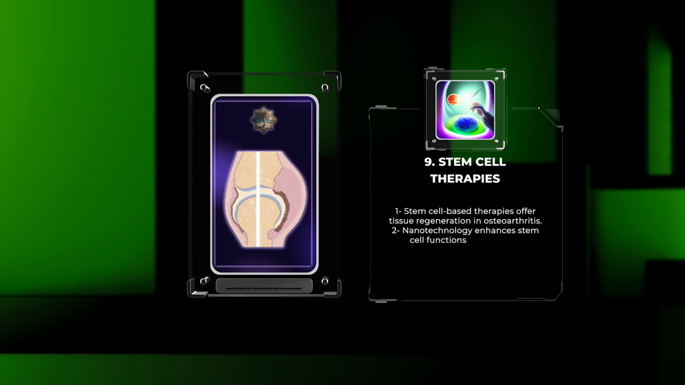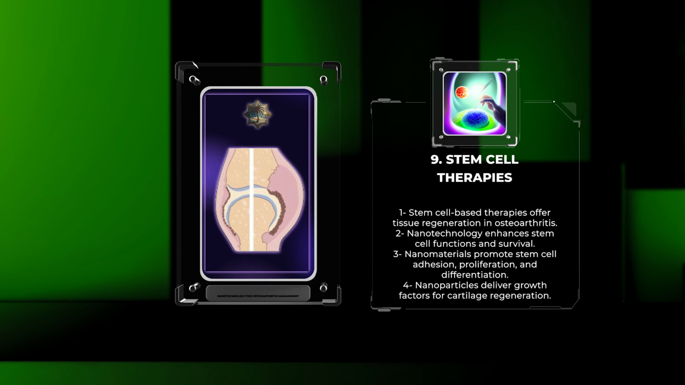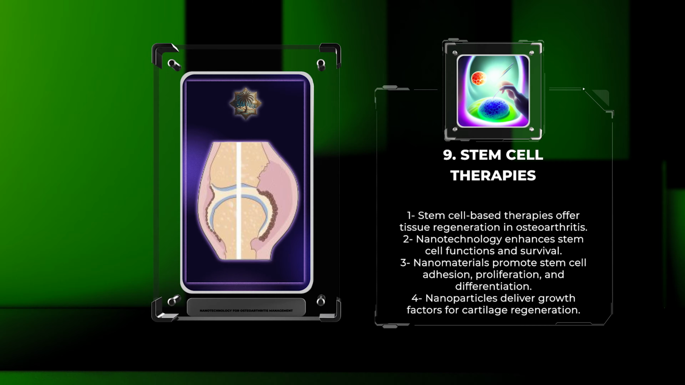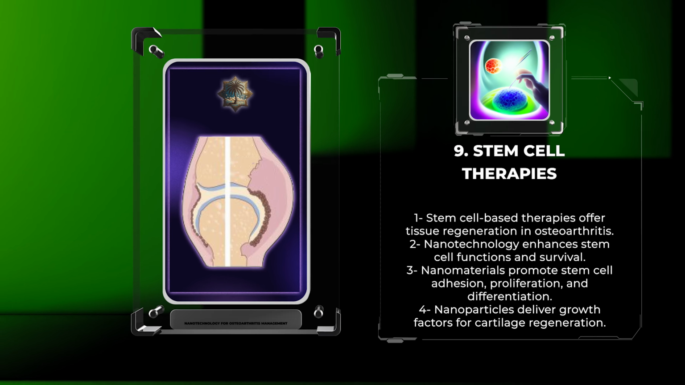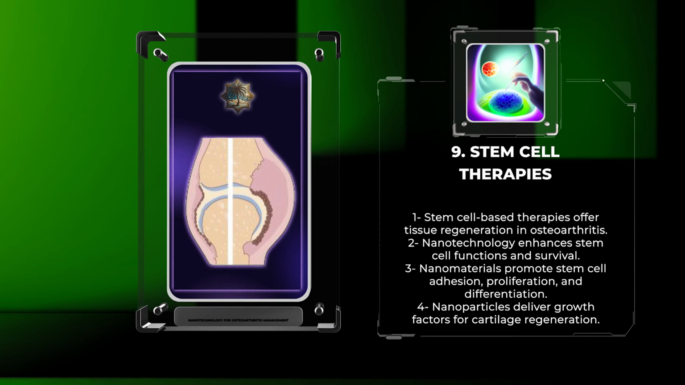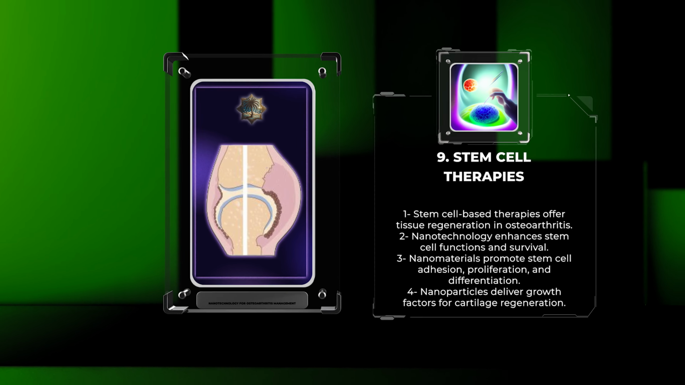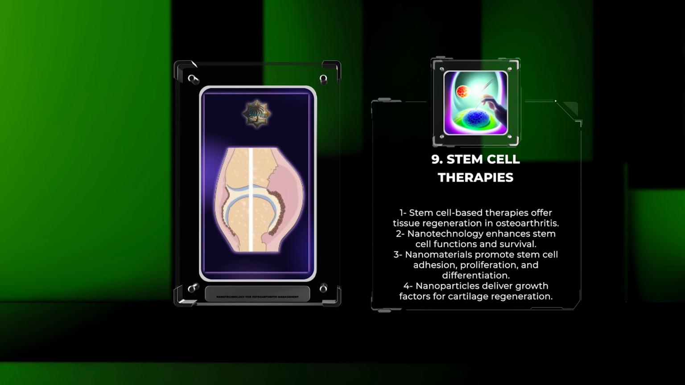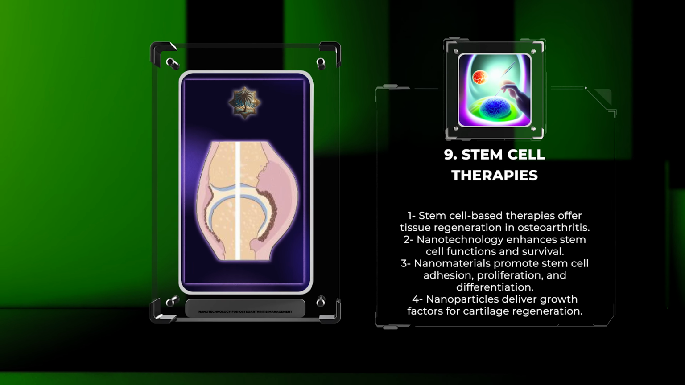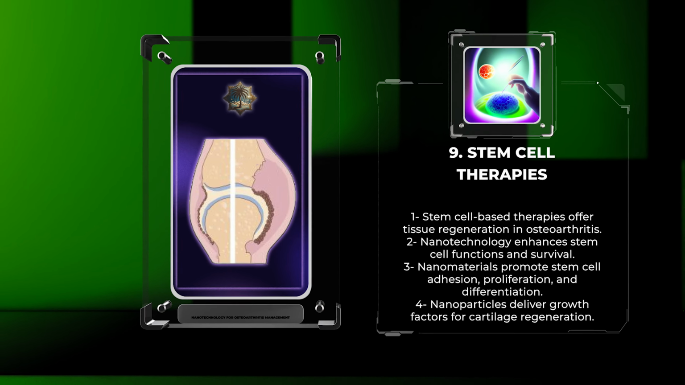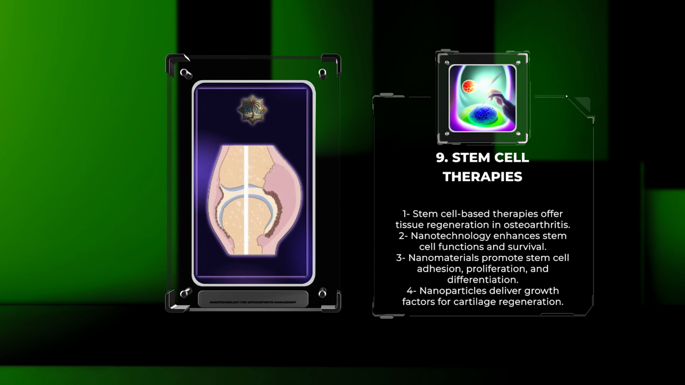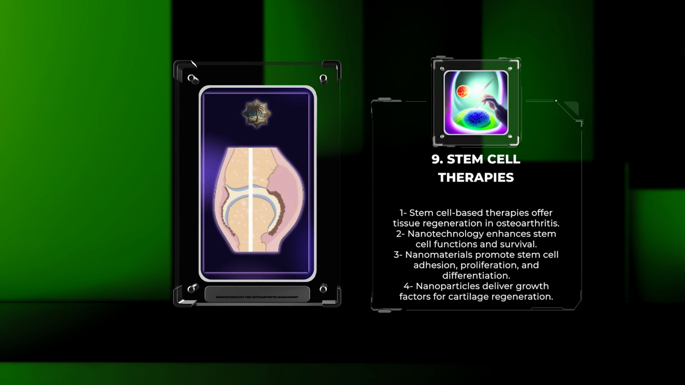Stem cell-based therapies offer promising avenues for tissue regeneration and repair in osteoarthritis. Nanotechnology has been instrumental in enhancing stem cell functions, improving their survival, and directing their differentiation toward chondrogenic lineages. Nanomaterials, such as nanofibrous scaffolds or nanocomposite hydrogels, can provide physical cues that mimic the native microenvironment, promoting stem cell adhesion, proliferation, and differentiation. Additionally, nanoparticles have been used to deliver growth factors or genetic material to enhance stem cell activities and promote cartilage regeneration. These nanotechnology-driven approaches have the potential to revolutionize regenerative medicine strategies and provide long-lasting solutions for osteoarthritis management.